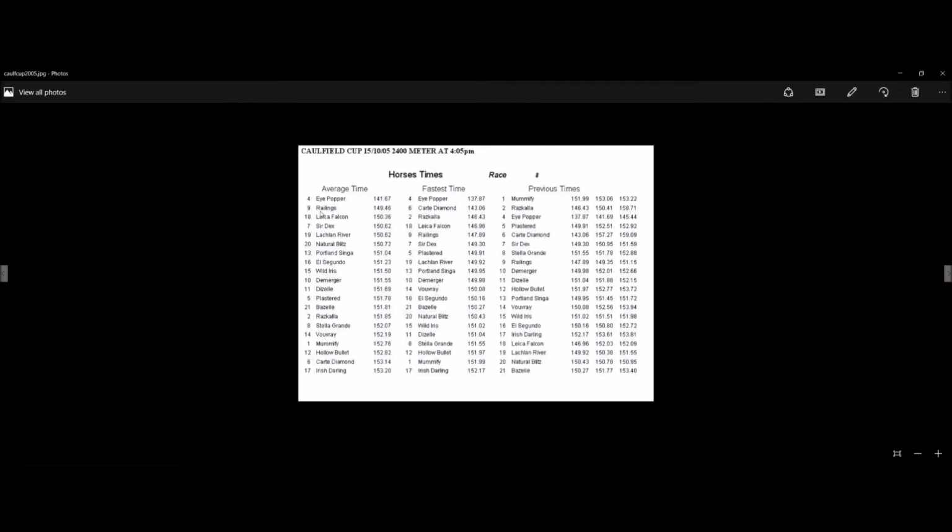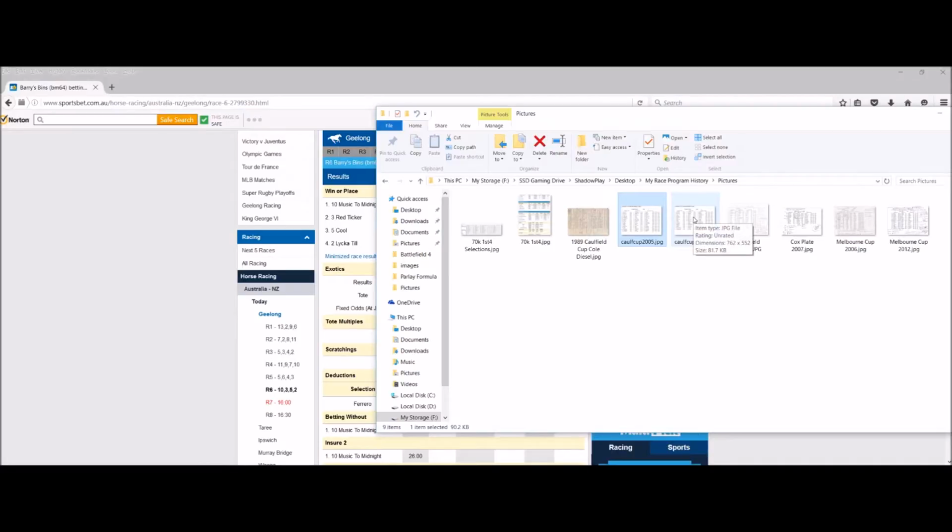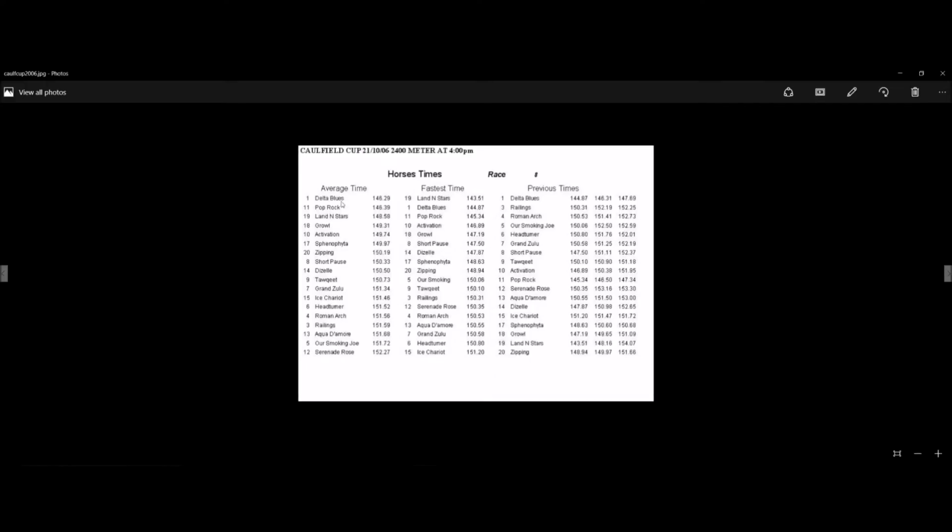Or Railings, I think, won that. It ran second. Not sure, can't remember, but I think it raced in the Melbourne Cup and won the Melbourne Cup. So its form was exposed by my race program. And then in 2006, Delta Blues Caulfield Cup went around at 50s, and Pop Rock was pretty long odds too.